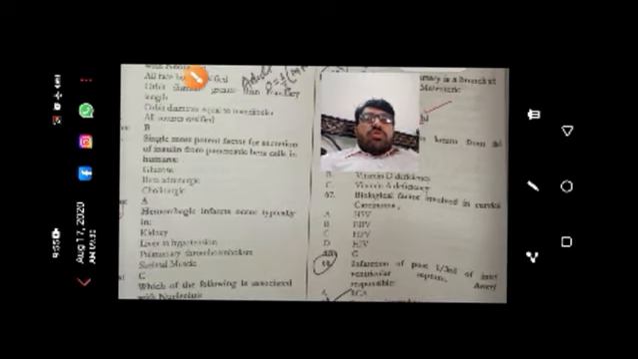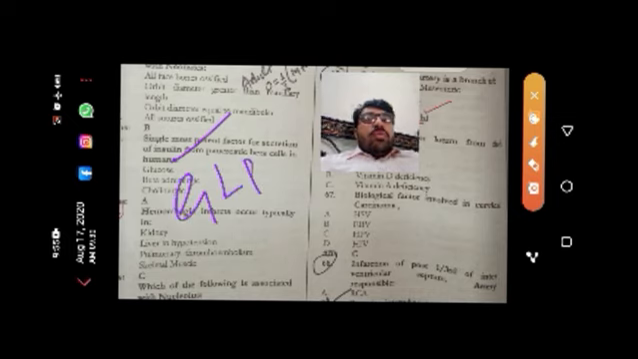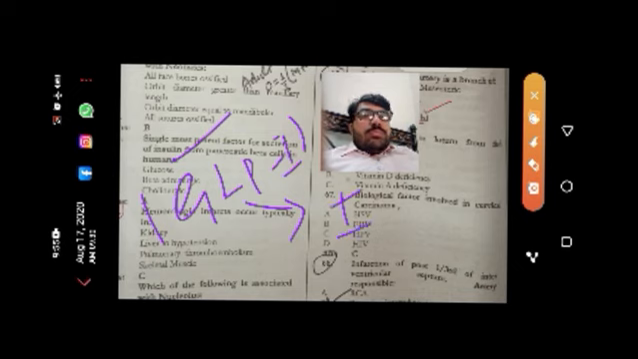Coming next, single most potent factor for secretion of insulin from pancreatic beta cell in human is glucose. That is the glucose. There is another MCQ. You are giving a person oral glucose and IV glucose. Which will secrete insulin more? The answer is oral. Why? Because of GLP-1, glucagon-like peptide 1 hormone released from the gut, and that release from the gut is due to stimulation by glucose, and it causes release of insulin.